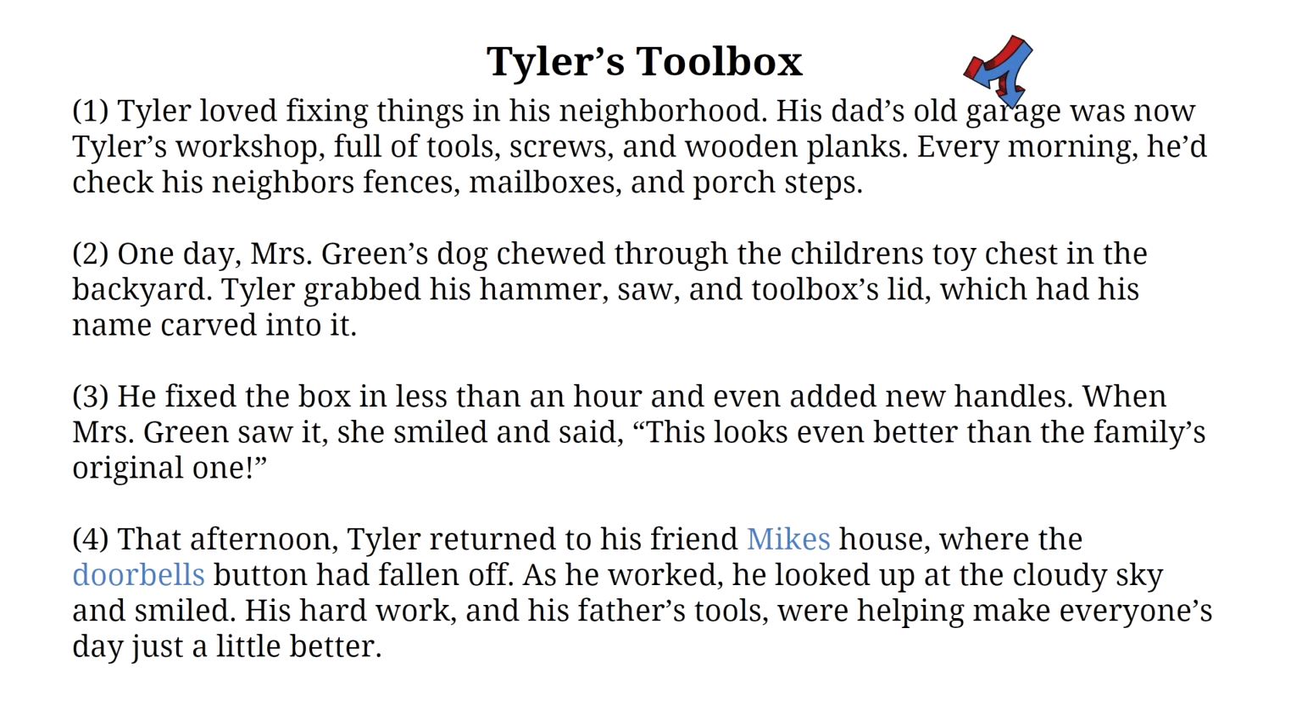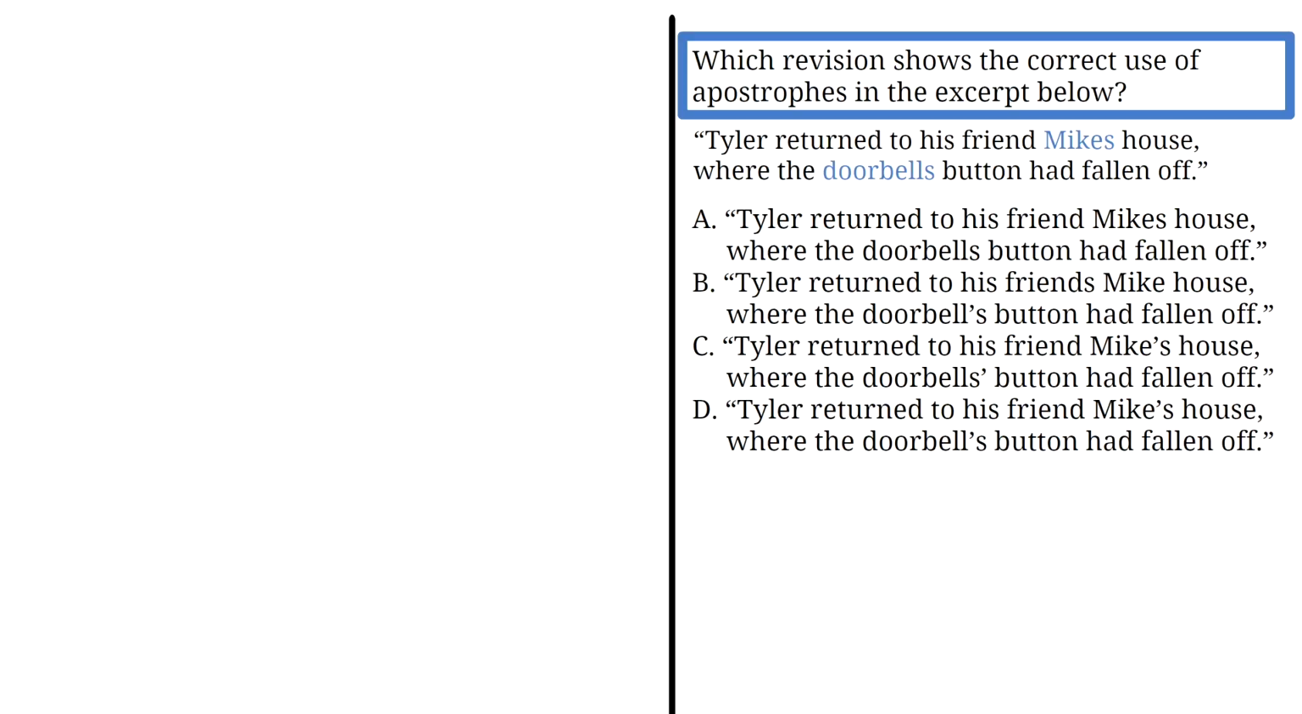Read the passage titled, Tyler's Toolbox, and answer the following question. Which revision shows the correct use of apostrophes in the excerpt below? The excerpt reads, Tyler returned to his friend Mike's house, where the doorbell's button had fallen off.